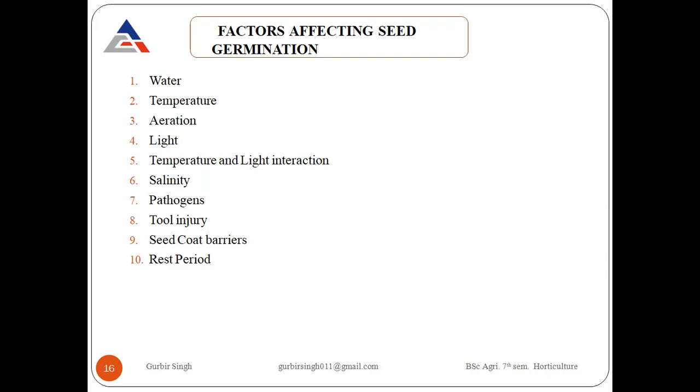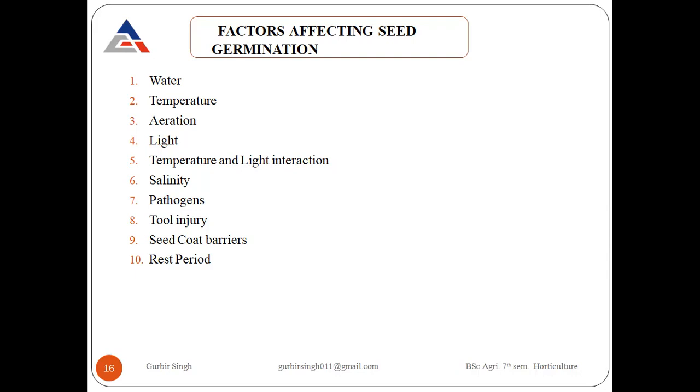Next is temperature and light interaction. Both temperature and light combination have great influence on seed germination. It is particularly true with the flowering annuals, which have been classified into 9 different groups on the basis of temperature and light requirement.